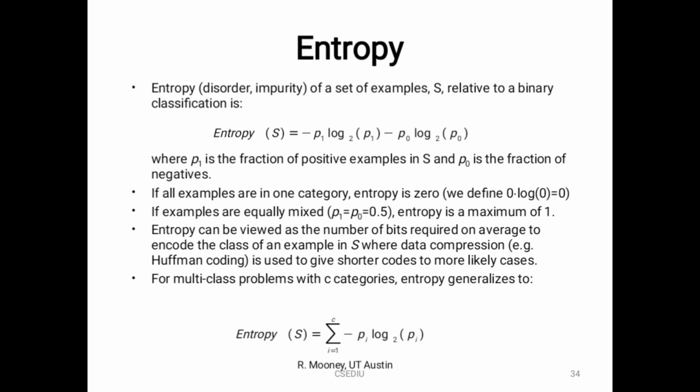Examples of one category of 0, then examples of B equal to mixed, like P1 equal to B0 0 of 5. Here is the multi-class problem with C categories. Entropy generalizes to entropy S equals the summation over C of i equal to 1 of P of i log base 2 of P of i.